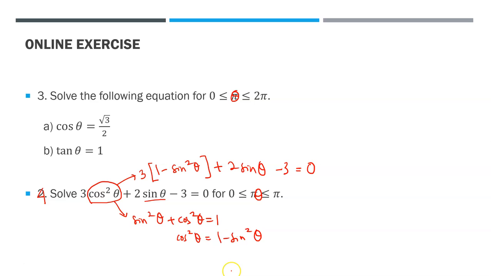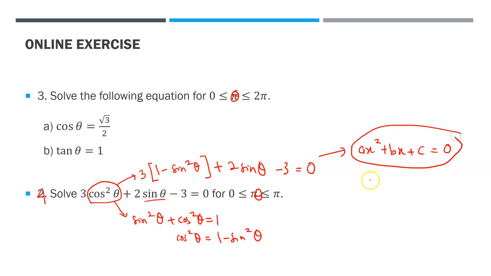Now this expression is in terms of sine theta. You arrange it into the form of ax square plus bx plus c equals 0. Then you solve as usual. You factorize, but now your x is sine theta. You try first, and later on you submit the solution to me.